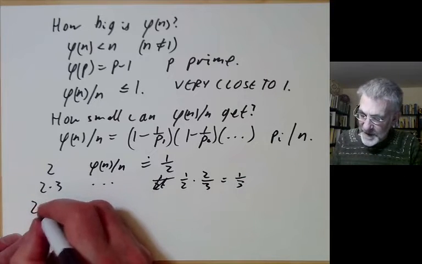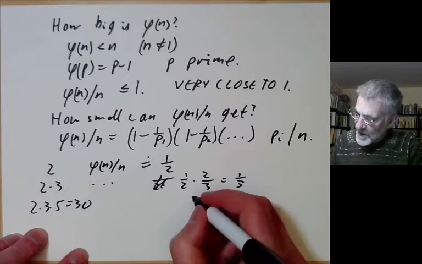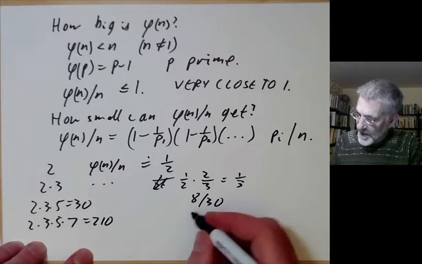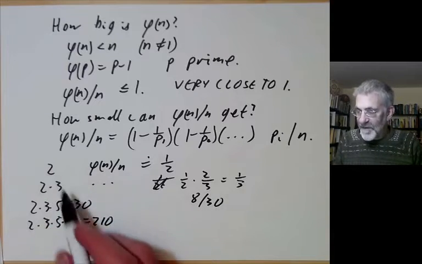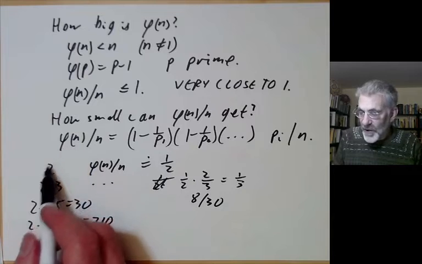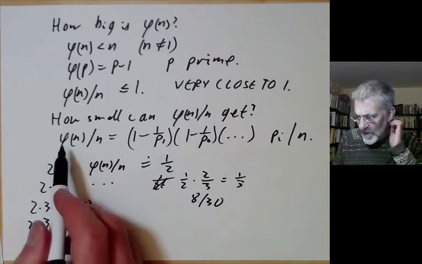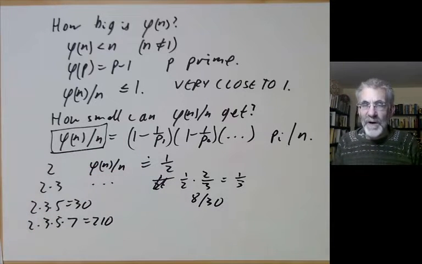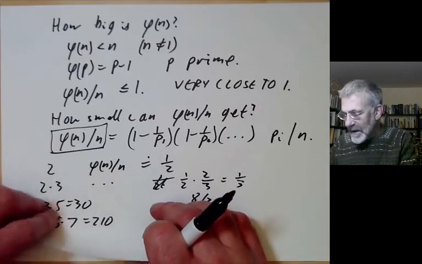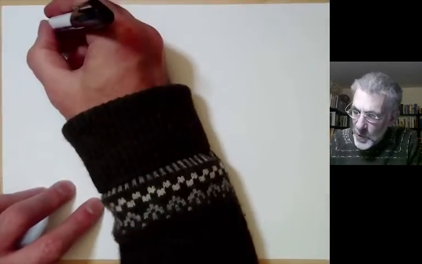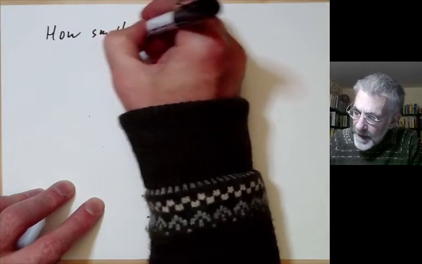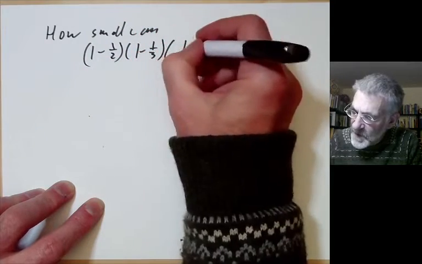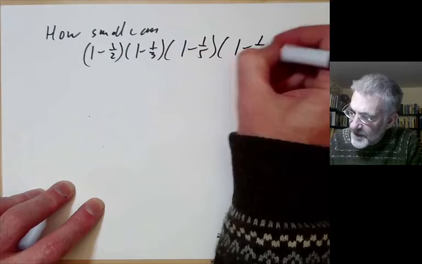The next one is 2 times 3 times 5, which is 30. And here we get 8 over 30, and 2 times 3 times 5 times 7, which is 210. And so the numbers with phi of n being unusually small are just the product of the first few primes. So we can ask, can we make this number as small as we like? Could we make it less than, say, 1 over 100? Well, in order to answer this, we need to know how small can the number 1 minus a half times 1 minus a third times 1 minus a fifth times 1 minus a seventh and so on get.